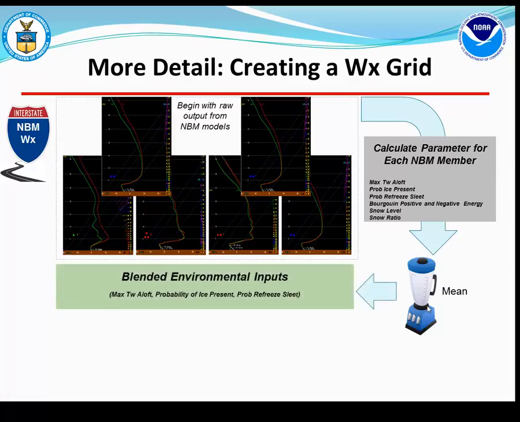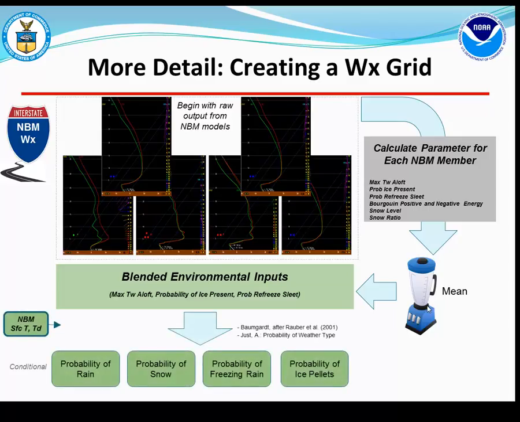And then we have our blended environmental inputs that then lead to the calculation of the probabilities. Those probabilities are calculated using the top-down methodology and probability of weather type infrastructure after myself, Dan Baumgardt, Bob Rauber, some of his work in 2001 and his data, and also from Andy Just and his GFE infrastructure of probability of weather type. So these conditional probabilities are then created from the blended environmental inputs at the NBM level and transmitted on the SBN.